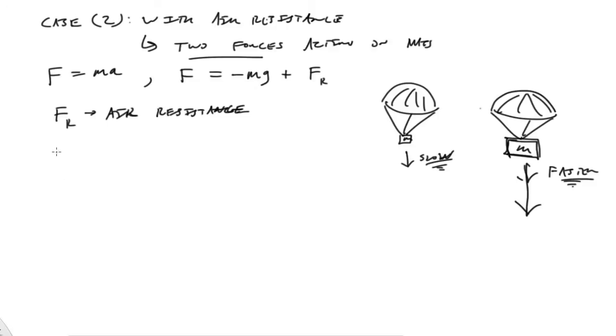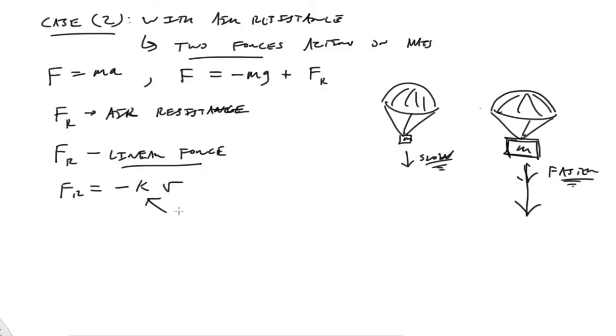So what we can do now is write down an equation. The force of air resistance in this case 2 is going to be called a linear force, and Fr is equal to negative kv, where k is a positive constant that is a drag coefficient.